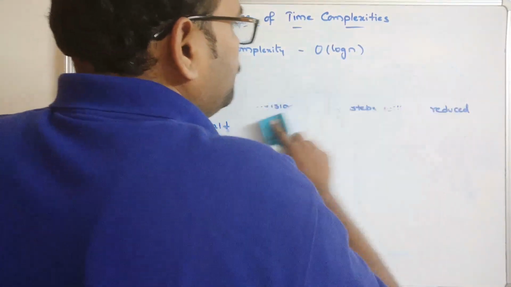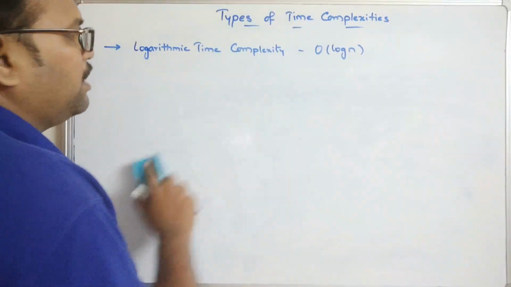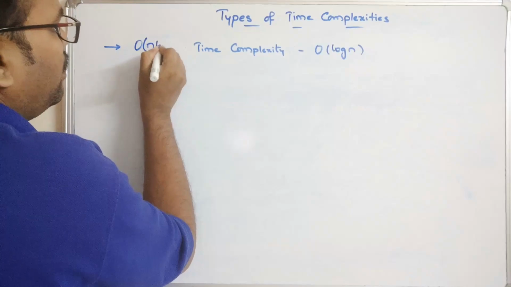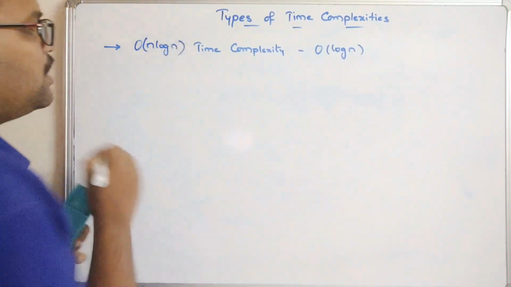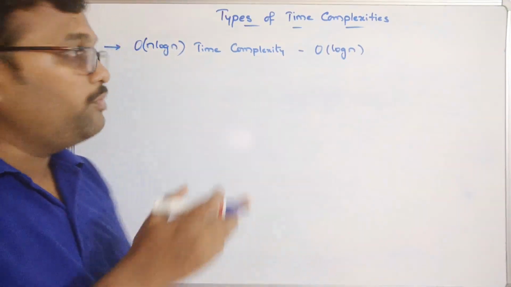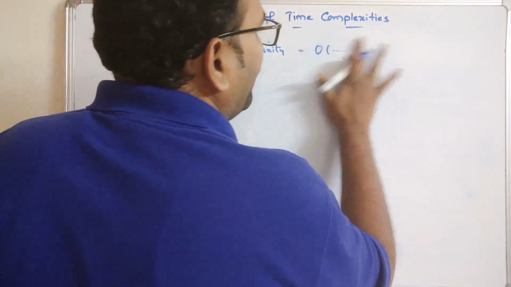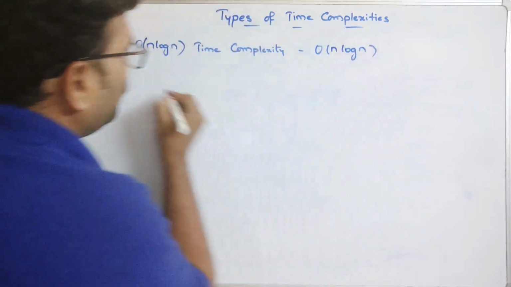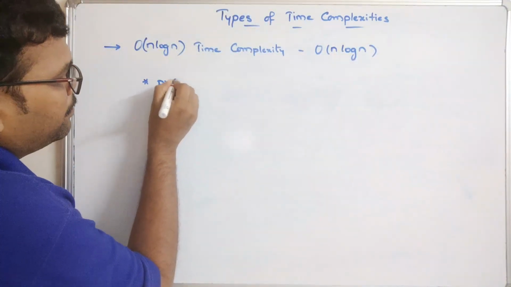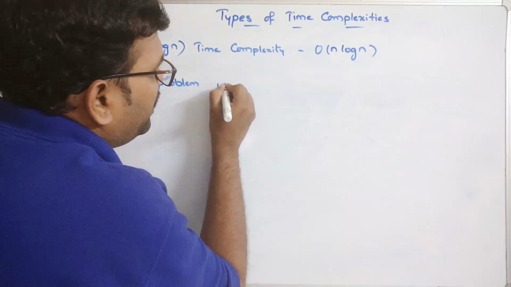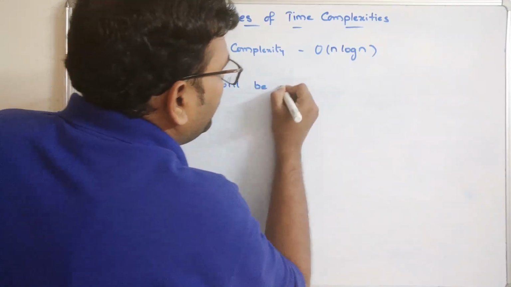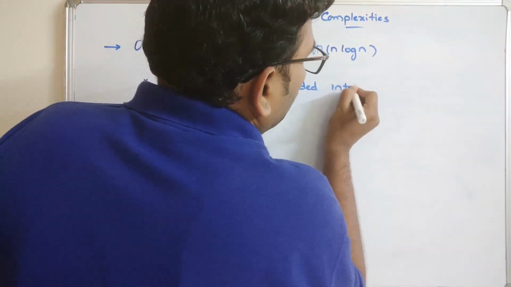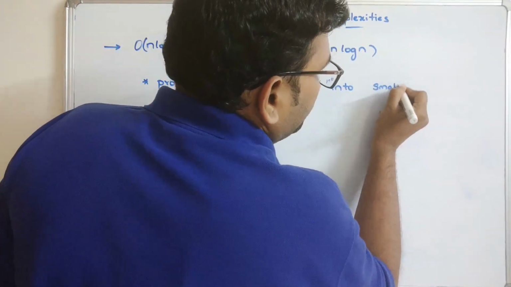Coming to the next one, which is also similar to logarithmic, order of n log n. The same thing happens here also. We are saying order of n log n, and you can see here also the problem will be divided into small parts.